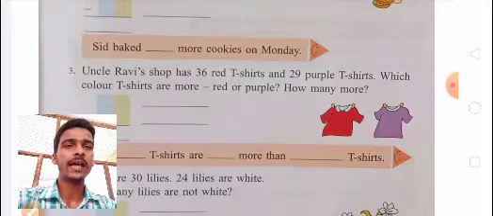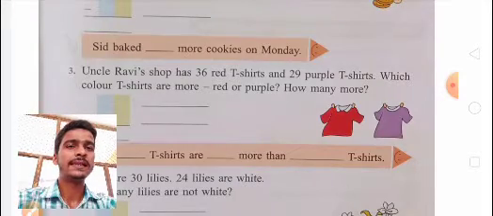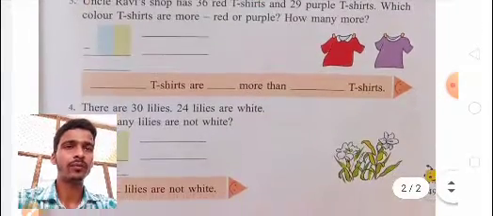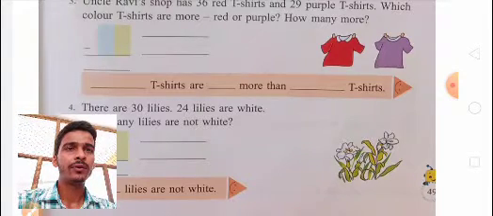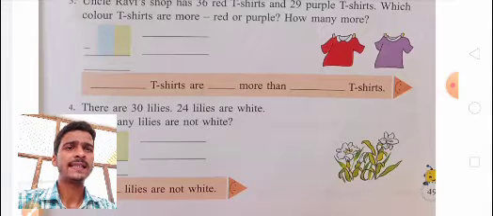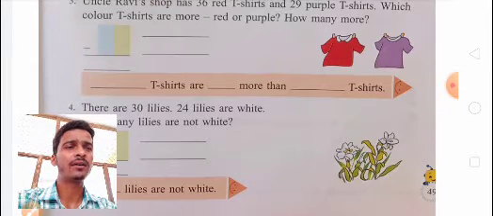So 7 t-shirts. You have to write which t-shirts. Purple t-shirts are 7 more than red t-shirts. In the answer you will write: purple t-shirts are 7 more than red t-shirts.